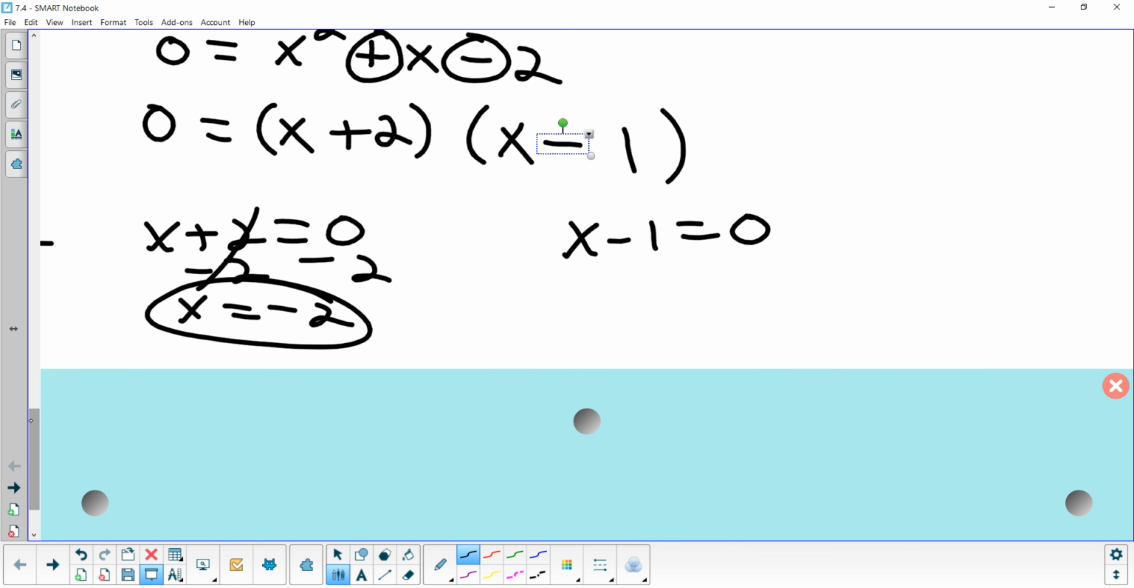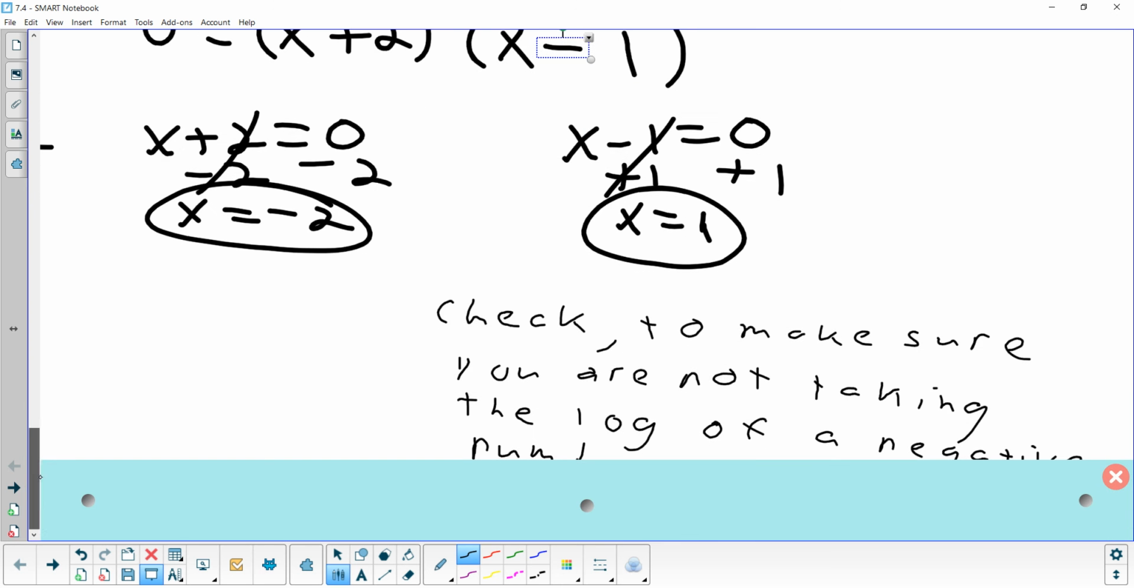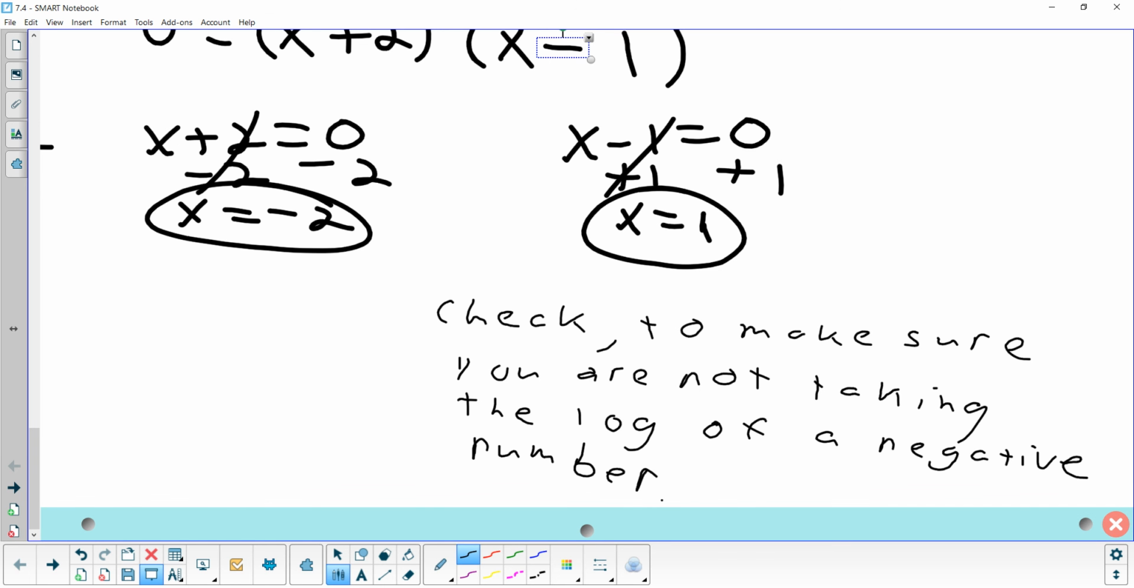And what number would make my second factor 0? Yep, 1. So those are the two potential answers. We have to always make sure that we're never taking the log of a negative number. Remember, we talked about logs of negative numbers, and those are imaginary. We're not dealing with imaginary logs. So we have two numbers as potential answers.